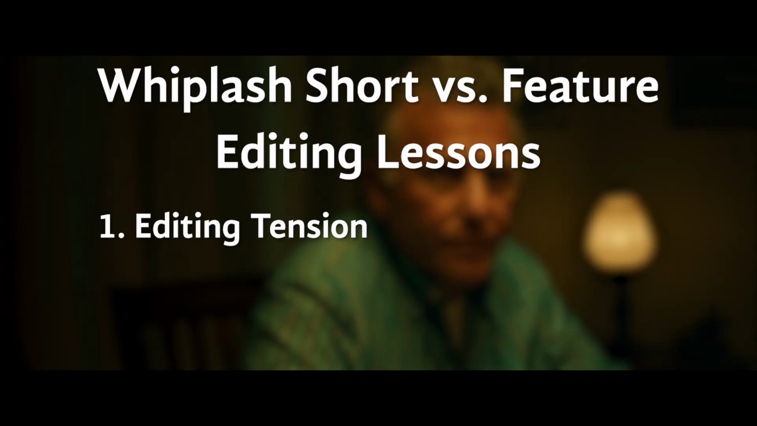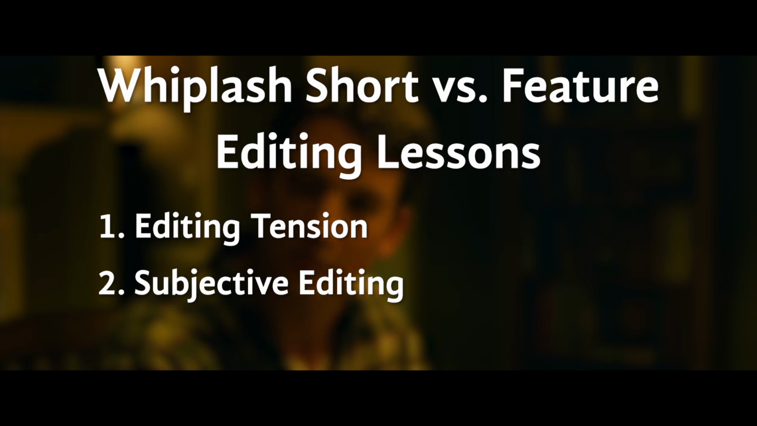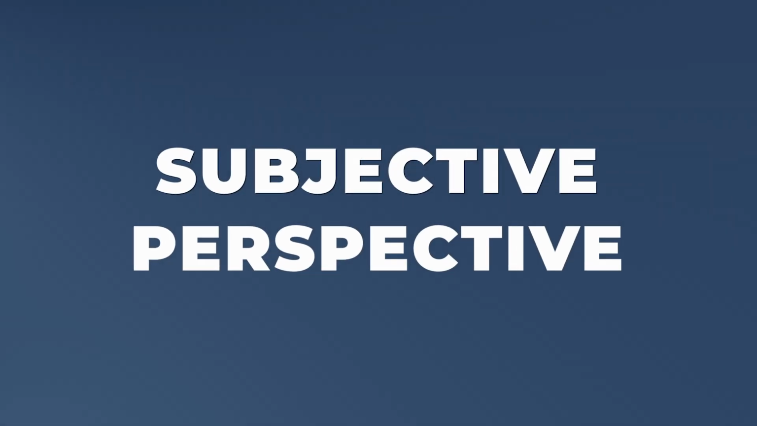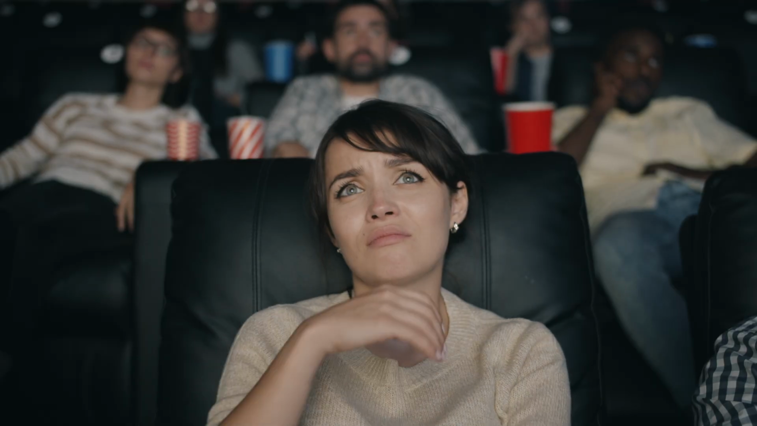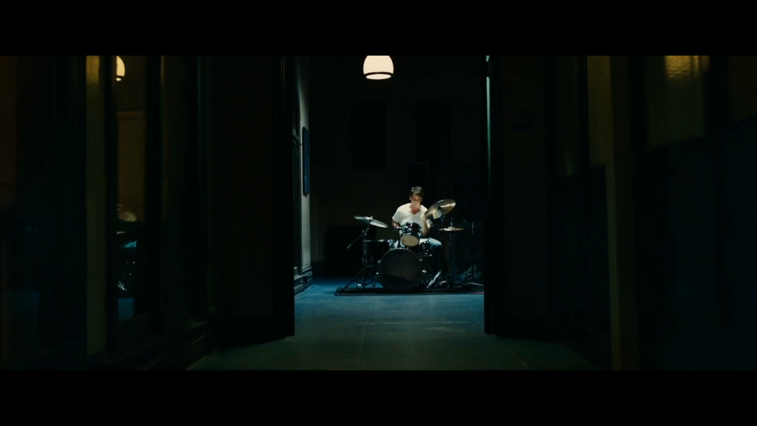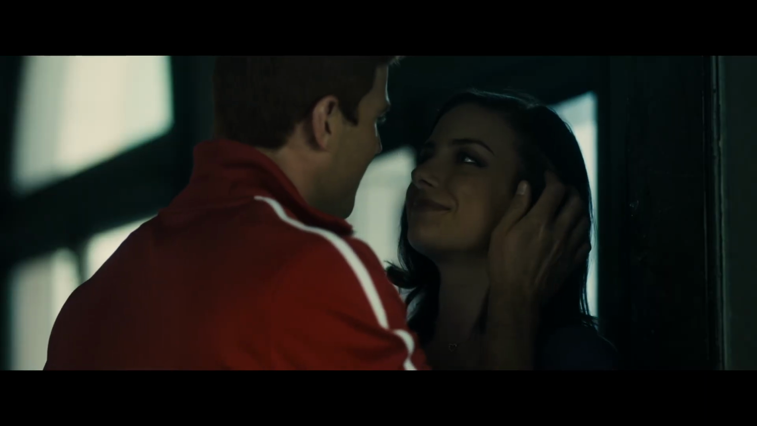The second lesson to learn is how to edit subjectively. The subjective perspective is a very powerful tool in filmmaking. It's often the reason an audience relates with and identifies with a character. It's how you get an audience to care about what happens to them. The whole Whiplash film is told through Andrew's subjective point of view. This can be seen by how Andrew is literally in every scene of the movie.